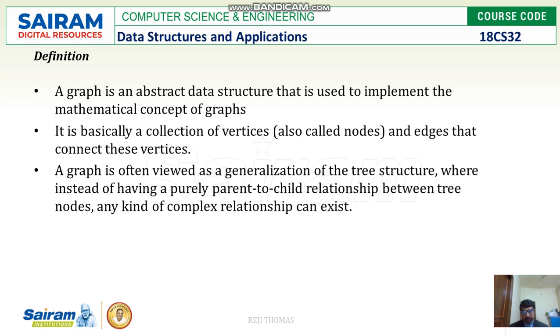If you take a normal tree, there exists a single relationship between a child and parent. There's only one relationship. But a graph can be viewed as a generalization of tree structure where there can be a complex relationship between any two nodes.